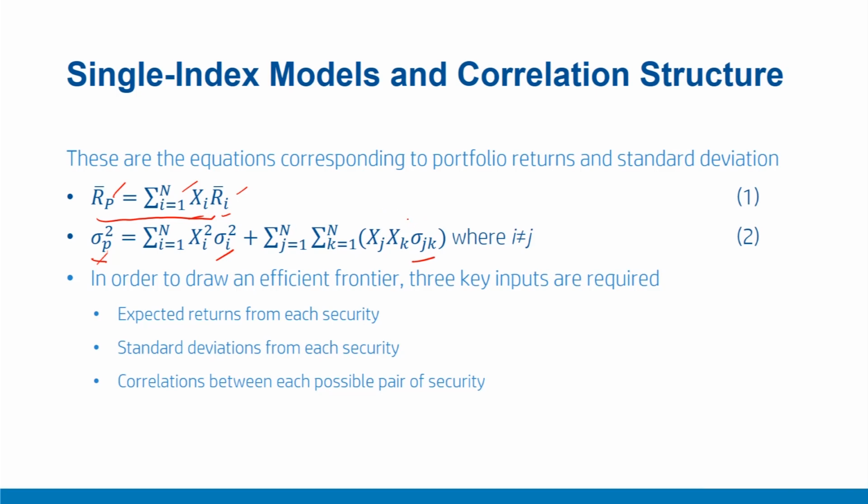Now, for the analysis of portfolio and examination of the efficient frontier, three key inputs are required in these equations. First is the expected returns for each security, which is Ri bar, then the standard deviation for each security, which is sigma i, and correlations across each pair of securities, which is either rho jk, the correlation, or covariance sigma jk. Correlation is just a standardized form of covariance.